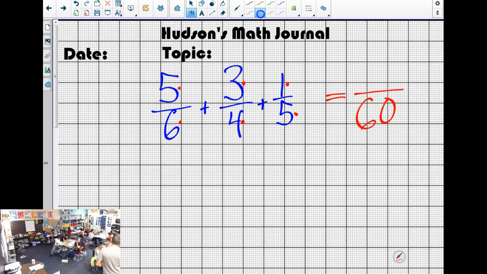4 times 15 is 60. I was gonna break it up for you and say how can we turn 4 into 40, and then how can we get 20 more? So you need to try to break these things up in your head. That doesn't work for me.